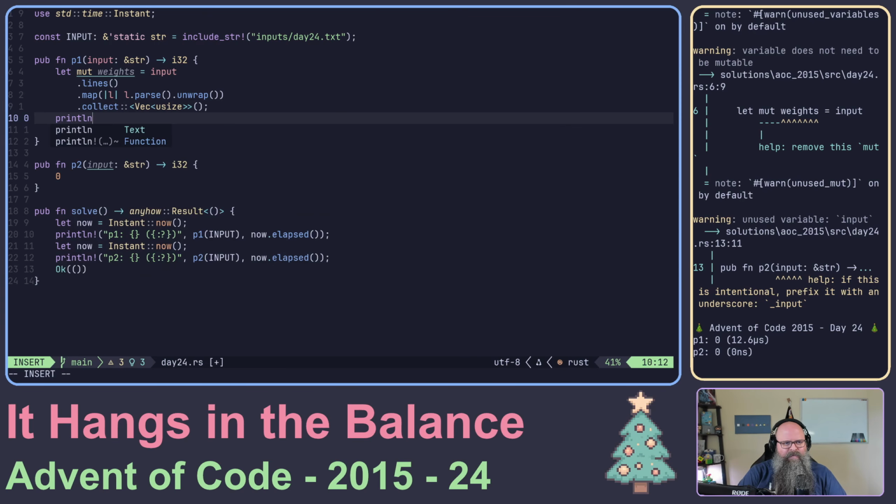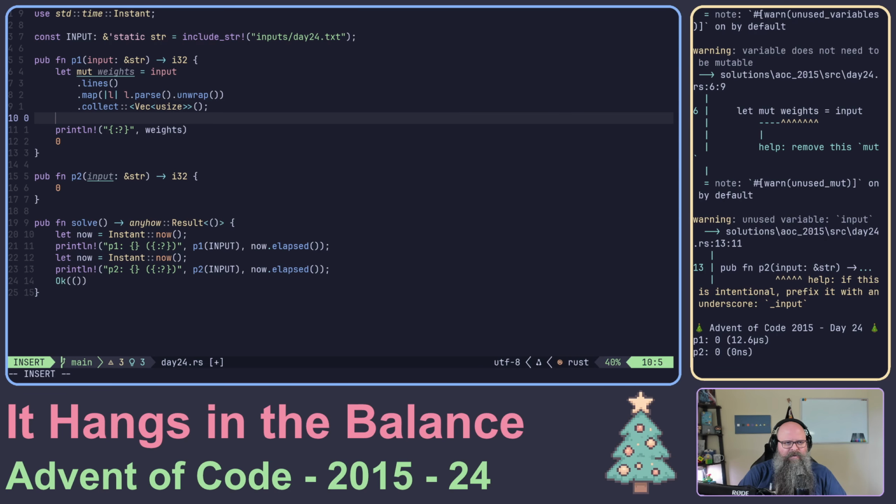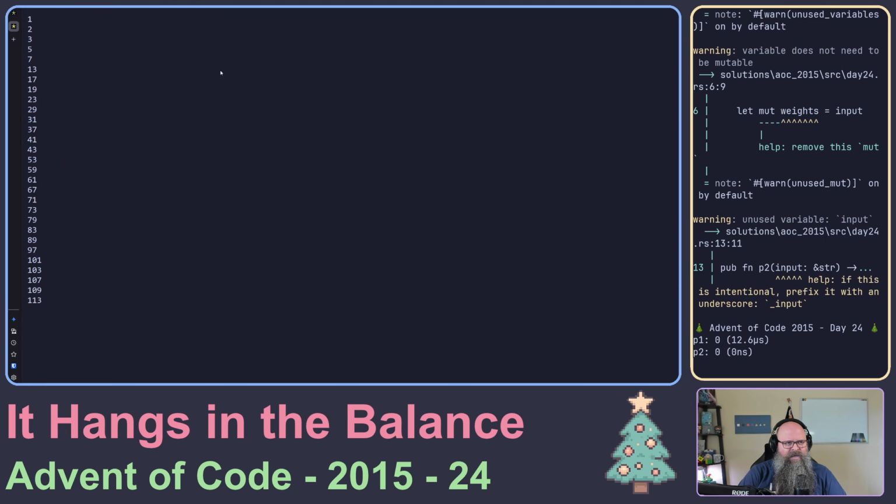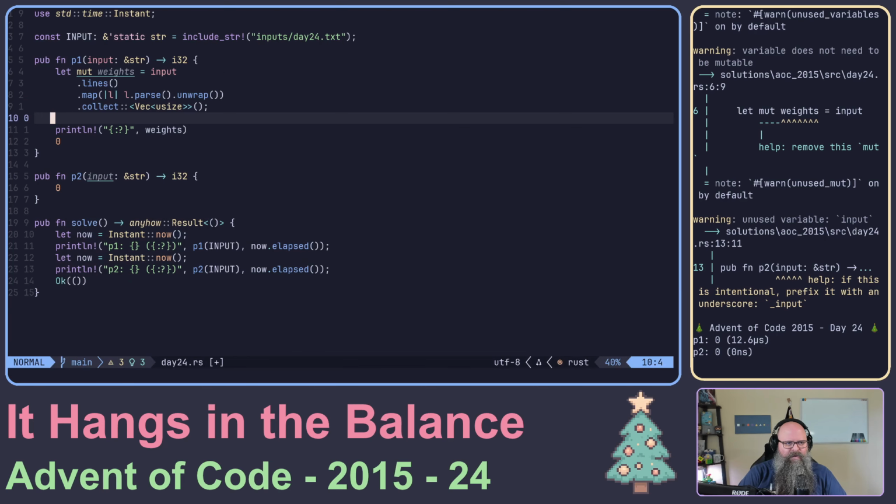So I'm gonna print line the weights, like all of them. Oh, I was gonna sort them. Were they sorted? They do look like they're sorted already. Yeah. So maybe I don't need to sort them.